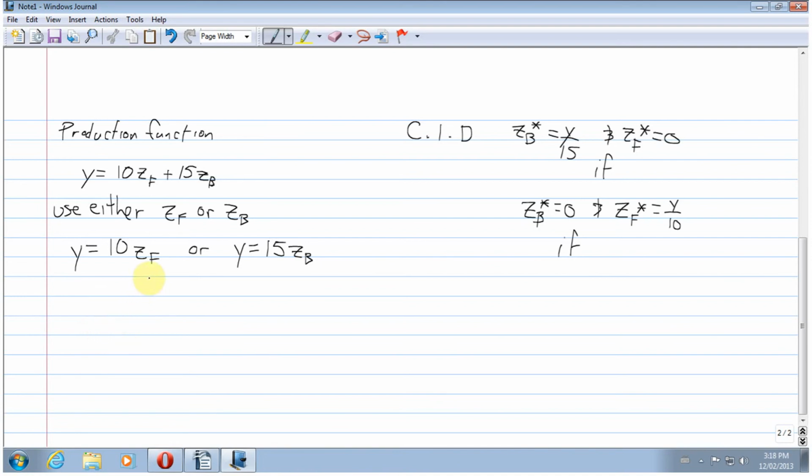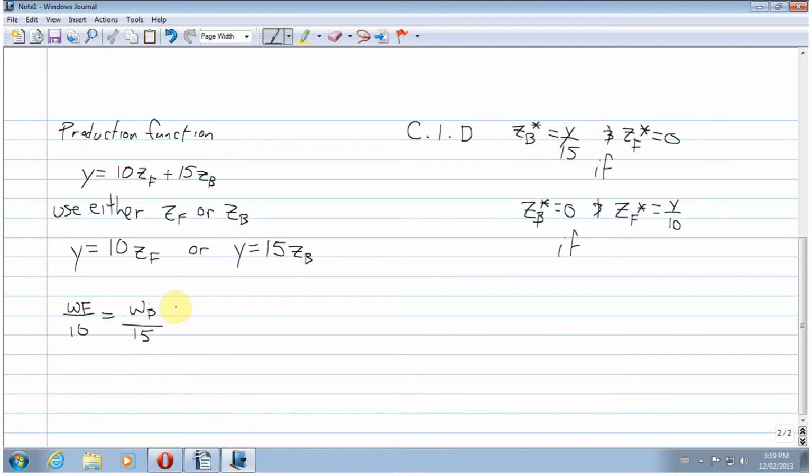Okay. So in dollars per unit terms is what I want to think about now. It's going to cost me WF dollars per 10 units. I'm getting that right out of the production function. And I'm going to be indifferent between ZF and ZB if my WF dollars per 10 units is equal to my WB dollars per 15 units.